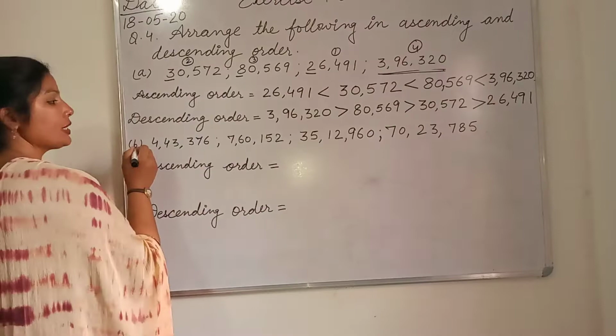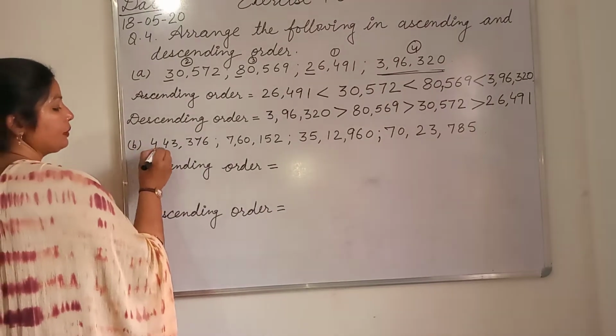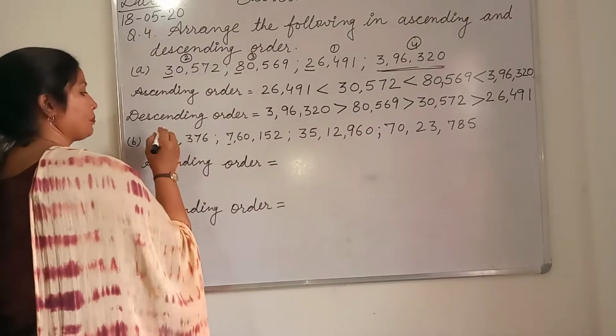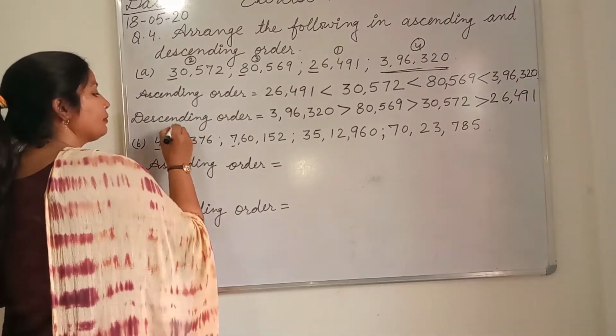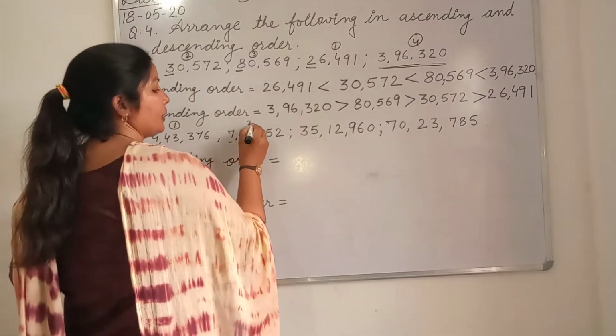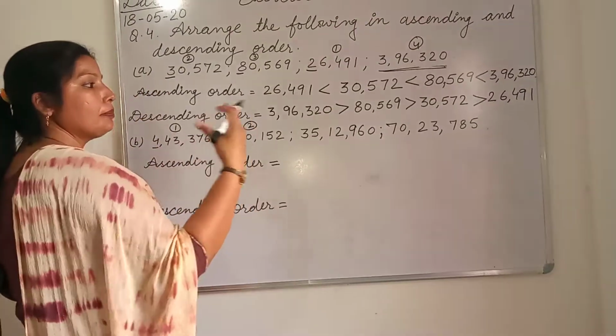So here is the first column from the left-hand side. There is 4 and there is 7. That means 4 is small, 7 is big. So this number in ascending order will come first and this will come second. Now we compare these both.